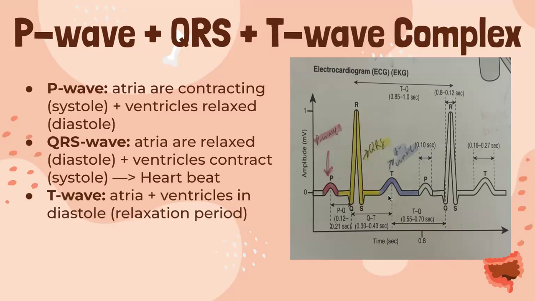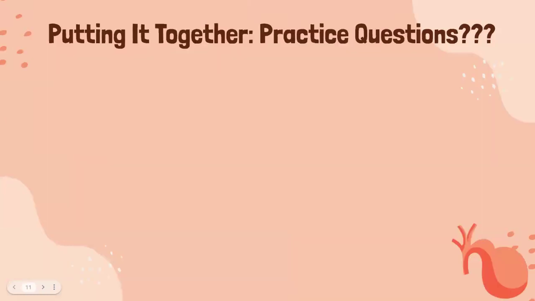Finally, you have your T wave. After the heart has finished one cycle of contracting, everything is going to take time to recuperate and be relaxed. So this is the relaxation period, and both your atria and ventricles are going to be in diastole. Nothing is contracting, everything is just stagnant.